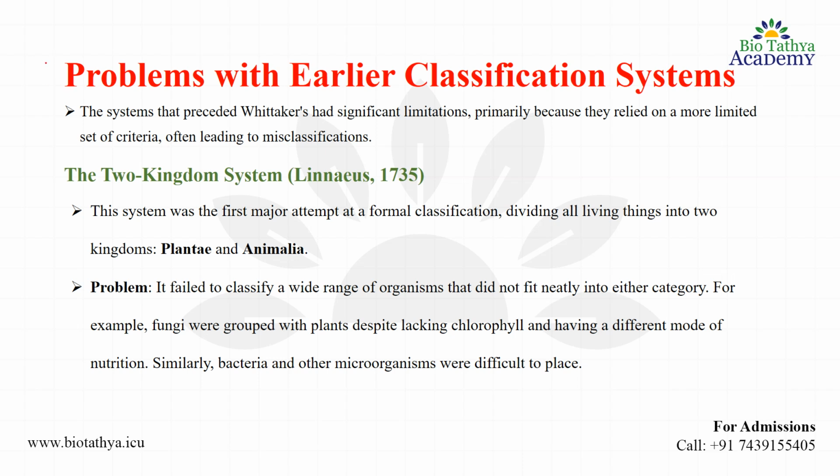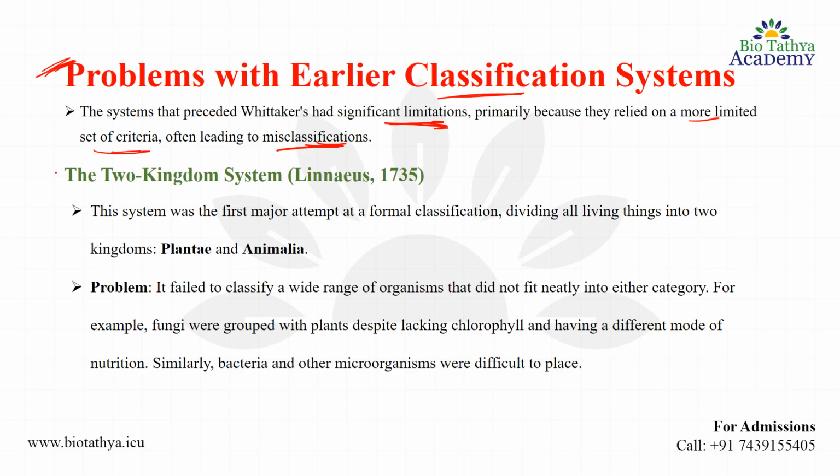Now what was the problem? What was the problem with the earlier classification system? The systems that preceded Whittaker's had significant limitations. Before Whittaker's five kingdom classification came into play, the other classification systems had some significant limitations, primarily because they relied on a very limited set of criteria, often leading to misclassification. The main problem was that many organisms were misclassified.